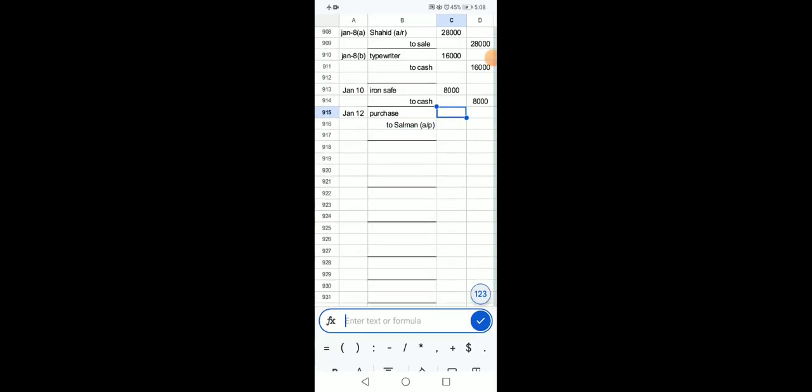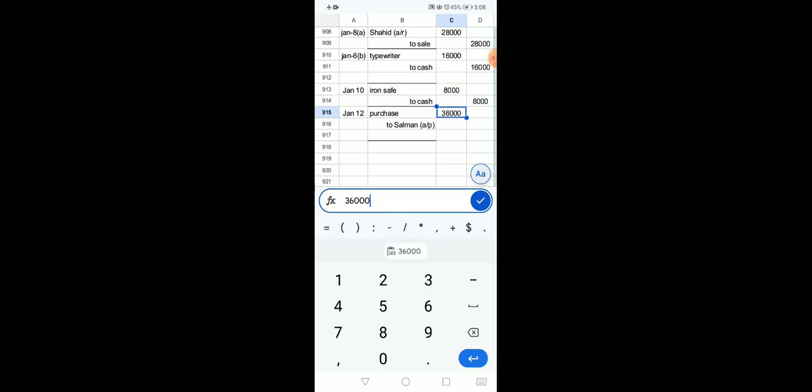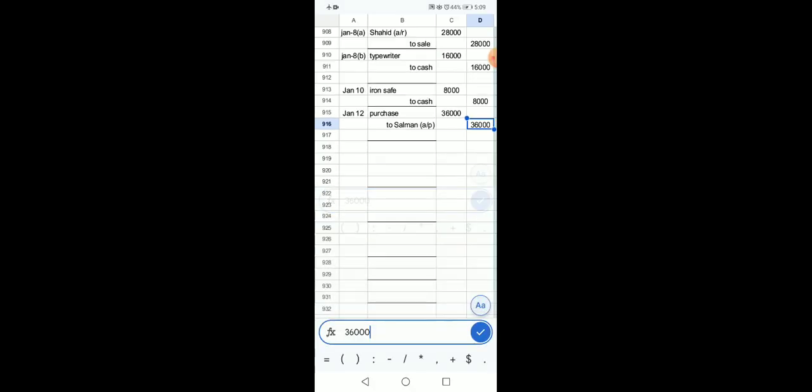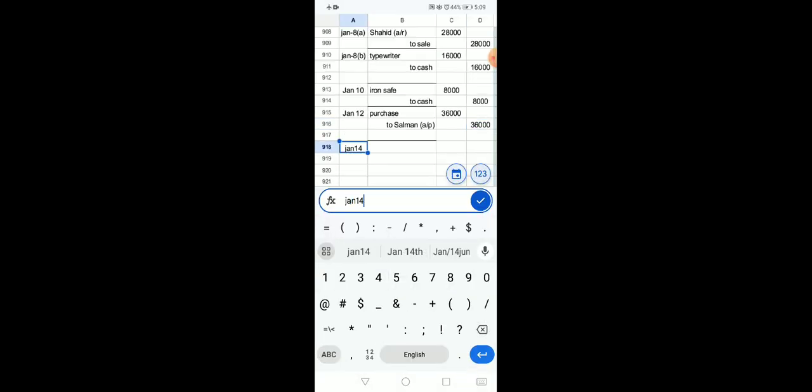January 12. How much worth of goods have you purchased from Salman? It is 36,000. So you will mention 36,000 on the debit side, and you are supposed to write the same amount on the credit side as well. 36,000 is written on the credit side. January 12th entry is completed. Now let's see what is after January 12. It is January 14. So come over here and write January 14 as the date.